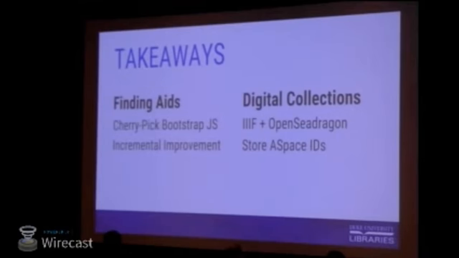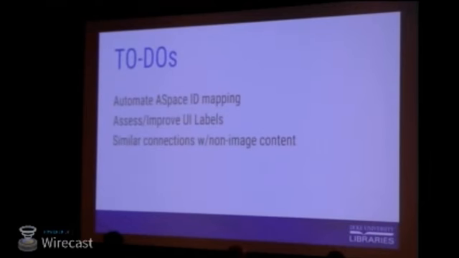On the digital collections end, we're getting a lot of value already out of using the IIIF image API. OpenSeadragon is wonderful, and the more we can do to connect the dots between finding aids and digital collections using those ArchivesSpace IDs, the better it will be for our users. But it's not perfect. We've got a lot to do.